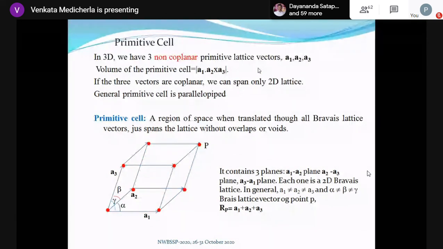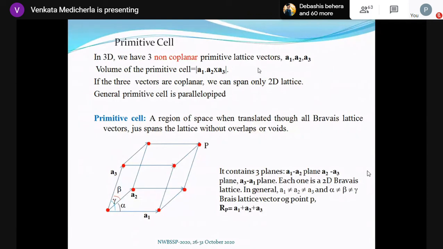I have put a magnitude because A1 dot A2 cross A3 is a triple scalar product, right? But sometimes it can become negative. Though it is a scalar, it can become negative. So you must take the magnitude.